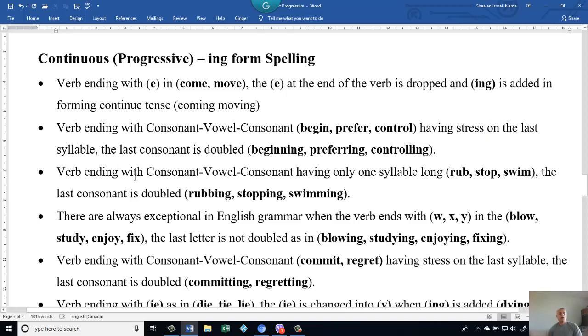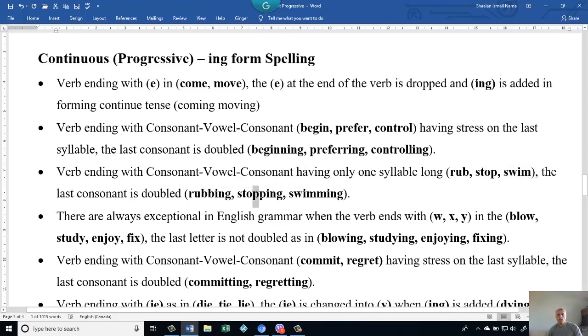Okay? Verb ending with a consonant, vowel, consonant having only one syllable long. If we look to this one, it's only one syllable. Rub, stop, swim. The last consonant is doubled. If you look here, rub became rubbing, we double the B, consonant B.